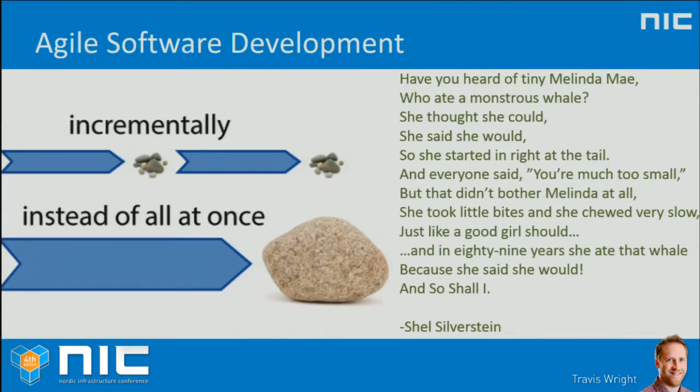So I love this poem by Shel Silverstein. He talks about Melinda May, who's asked to eat a whale, and is asked, how are you going to eat this whale? And she said, well, I'm just going to start at the tail, and I'm going to eat it one bite at a time, right? And that's the idea with Agile software development: you have a big goal, something you want to build, but you break it down and just do it one bite at a time.